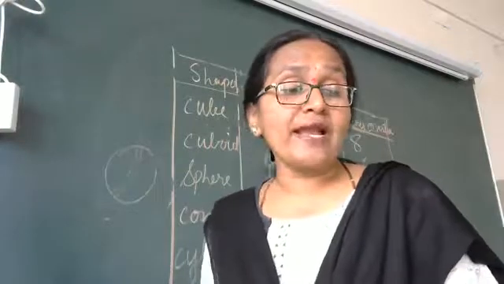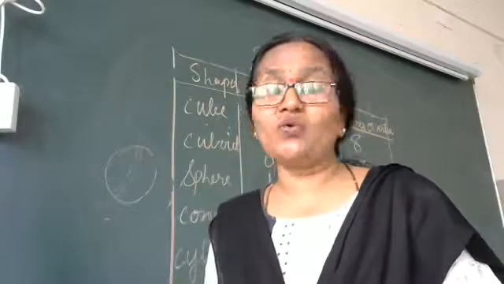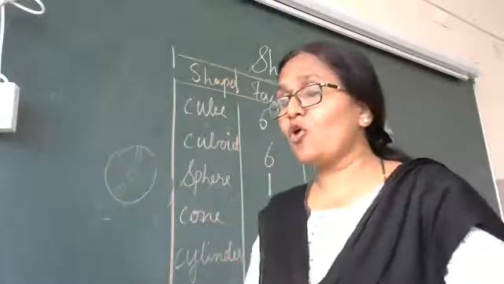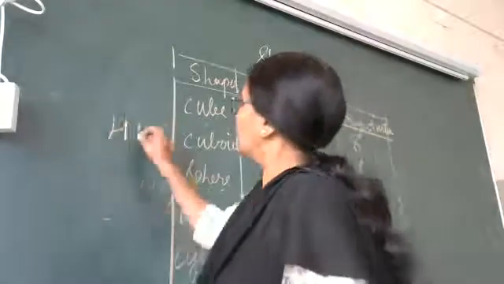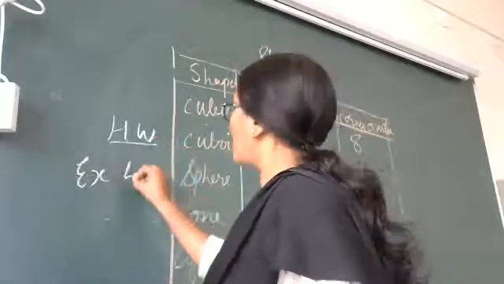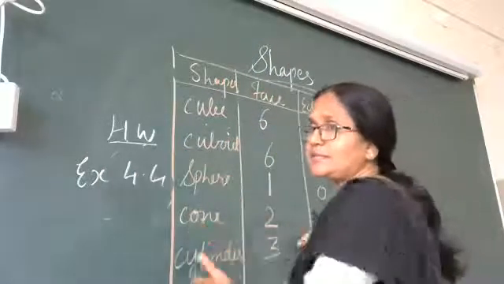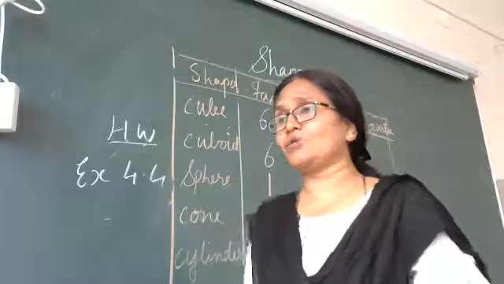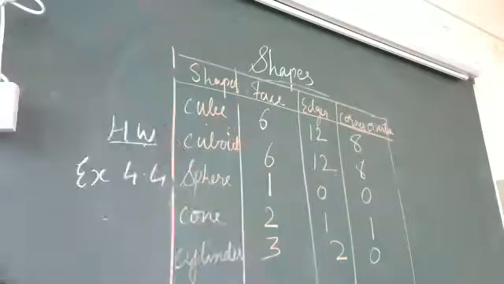But exercise 4.4: write T for true or F for false. A cone has one vertex and two faces. Just now I explained all this. So solve exercise 4.4. What is your homework? Your homework is exercise 4.4. You have to write true or false. Now I told you how many edges and how many corners are there. Read that sentence and write whether it is true or false. In the next class you all have to answer me whether it is true or false. 1 minute.